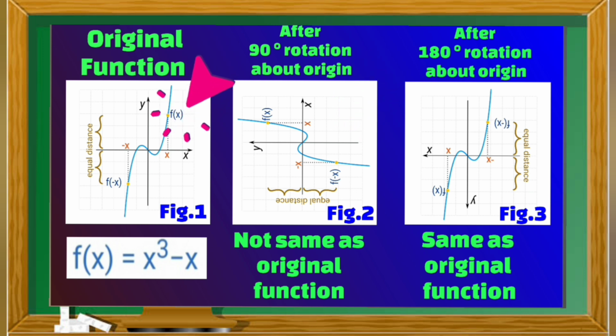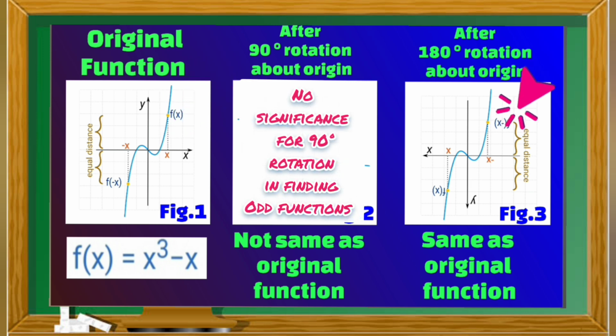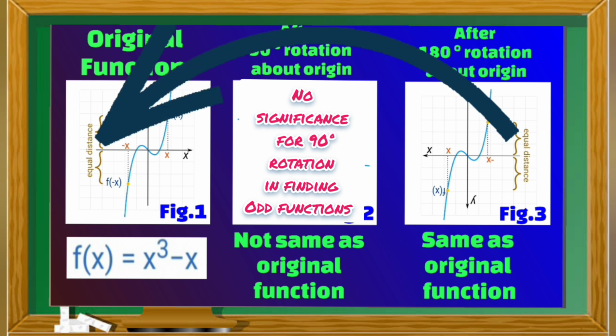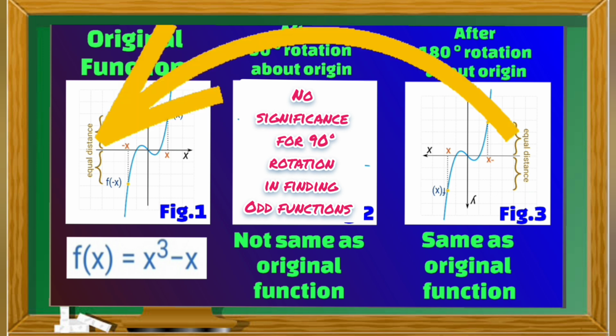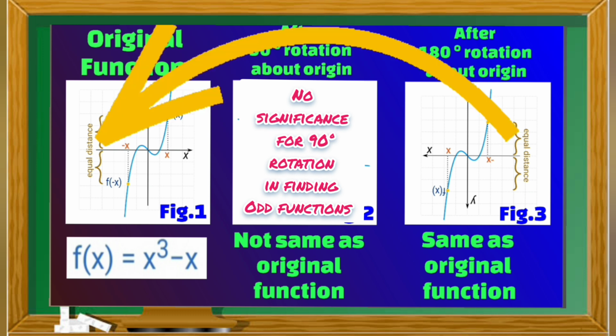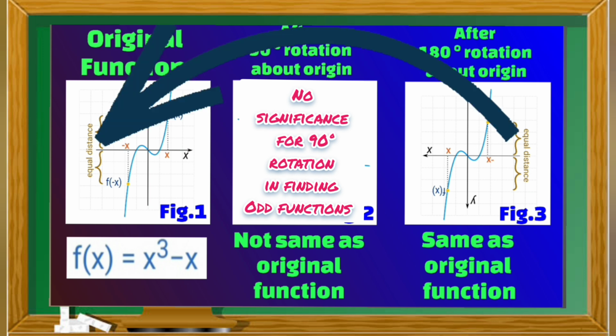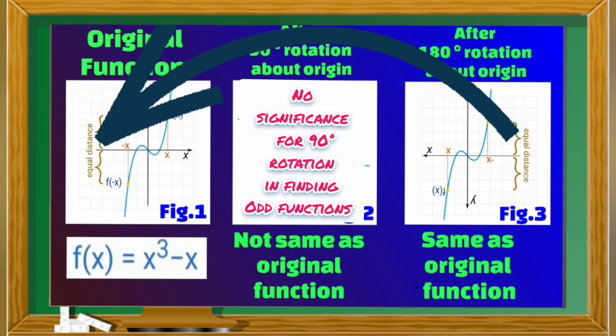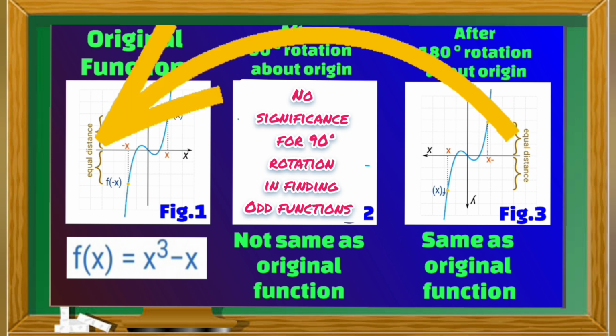Now let us rotate the graph given in figure 1 by 180 degrees about the origin. After 180 degrees rotation about the origin, we get the graph given in figure 3. Now we can clearly observe that the graph of figure 1 and the graph of figure 3 are the same. That is, the graph of the given function remains unchanged after a rotation of 180 degrees about the origin. That is, the graph of the given function has rotational symmetry about the origin.